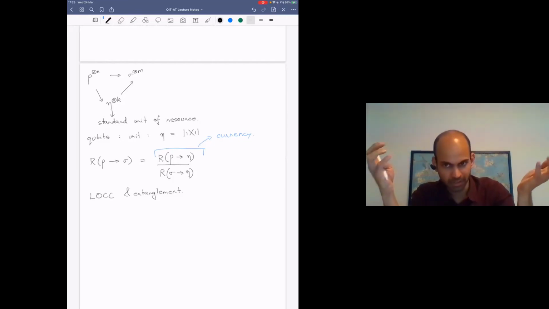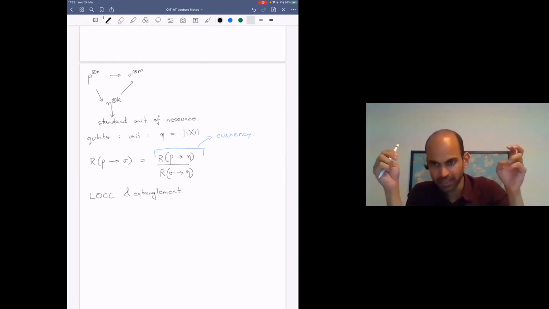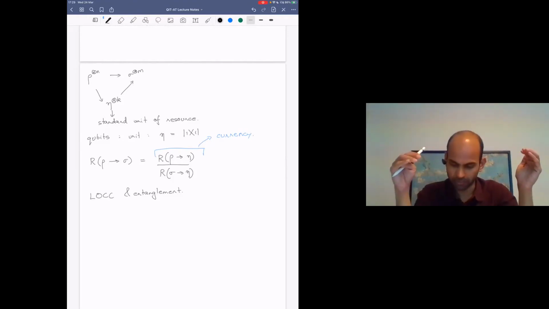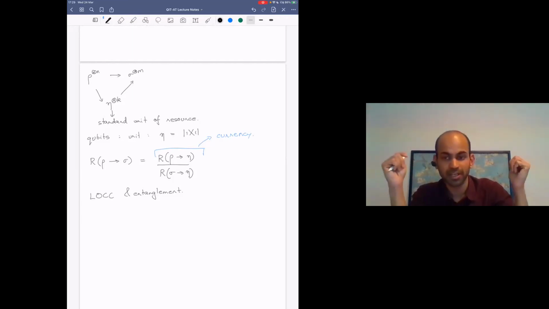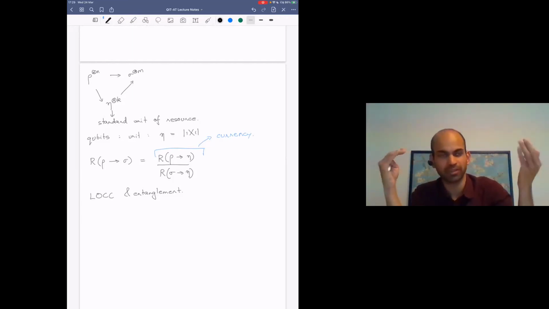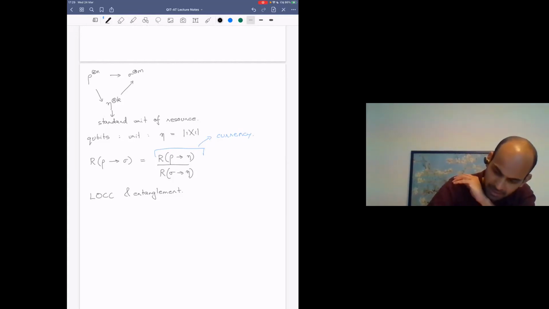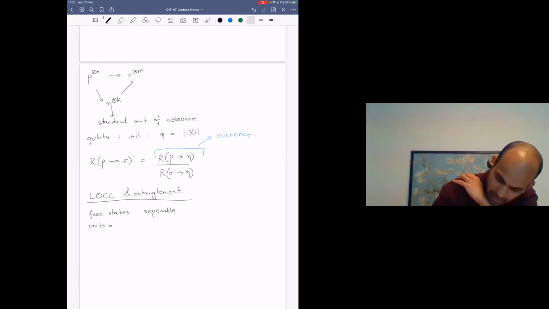And then from this construction, you find that the set of free states is any separable state, because you can easily construct any separable state from the combination of local operations and classical communication. The non-free states are any state with entanglement. And in that case, here you have free states are the separable states. The units of resource you can consider to be Bell states.